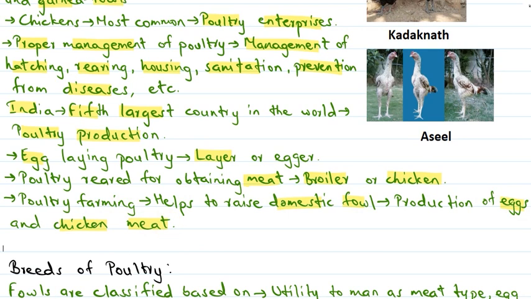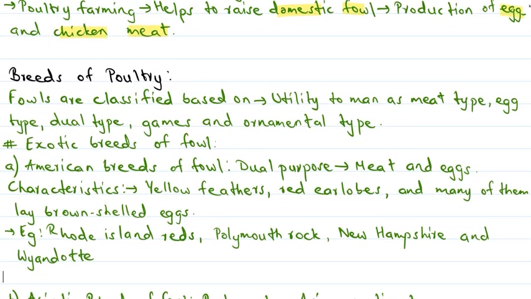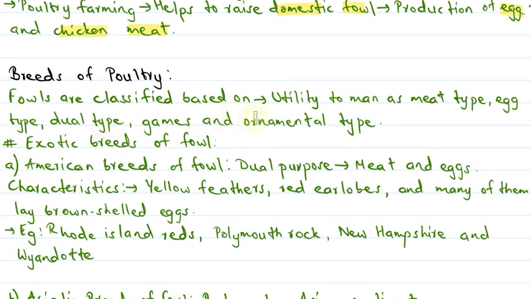Alright. Then we talked about the different breeds of poultry. Fowls are classified based on the utility to man as meat type, egg type, dual type, and games or ornamental type. Okay. So there are exotic breeds of fowl. Based on their origin, there are 4 major exotic breeds of fowl. And apart from that, there are indigenous breeds which are also rare.